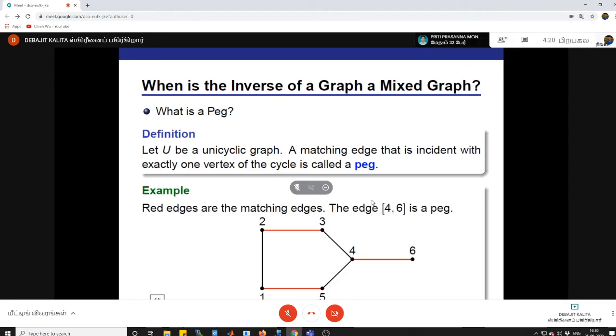So let us take an example. This is a graph where red edges are matching edges, and this edge, joining 4 and 6, is a matching edge. One of its end vertices is on the cycle, the other is outside the cycle. It is a peg. Whereas this is not a peg because, although it is a matching edge, both of its end vertices are on the cycle. Similarly, this is also not a peg.